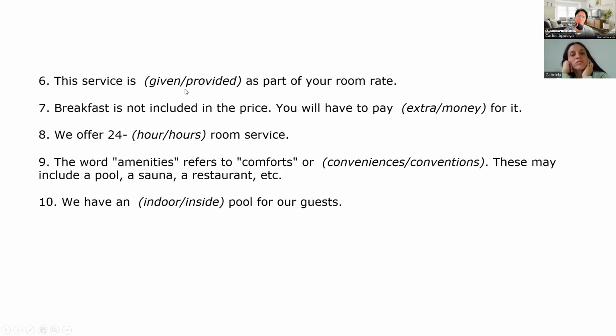This service is given or provided as a part of your room rate? Provided. Breakfast is not included in the price. We'll have to pay extra or money for it. Extra. We offer 24-hour or 24 hours room service. Hour, just in singular. Remember, when you have the hyphen, you have to write it in singular. The word amenities refers to comforts or conveniences or conventions.